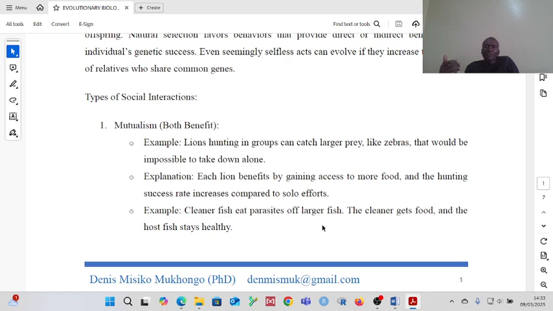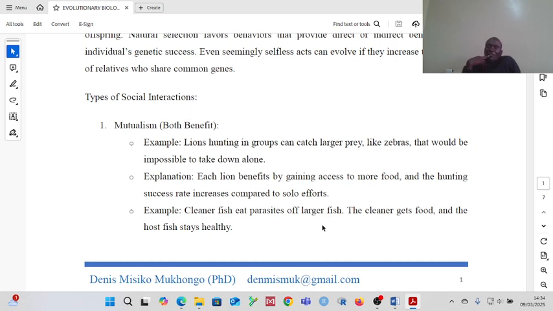Okay? So compared to the solo efforts of each individual lion, they could not be able to catch. Each of the lions on its own might not be able to catch a buffalo. But you bring together a group of lions, then they have a higher chance of killing a buffalo. By killing a buffalo, it's more food that the lions can now access.